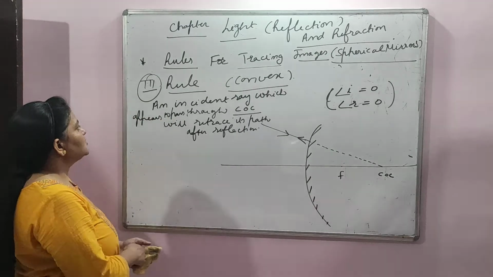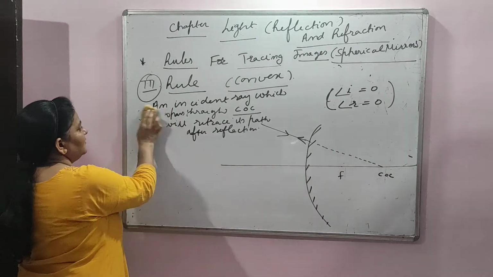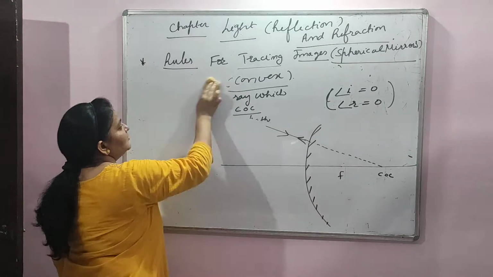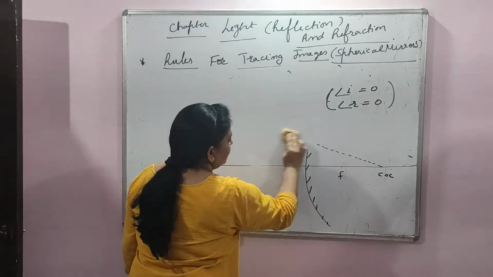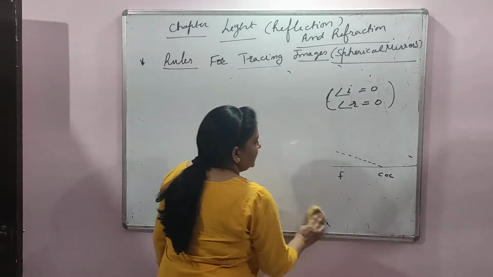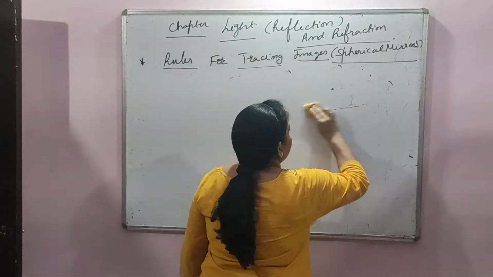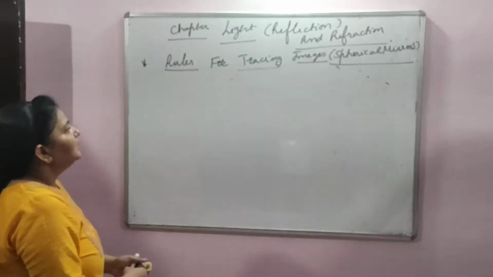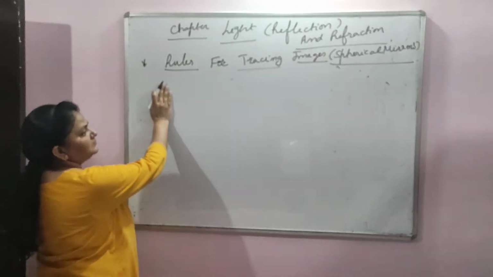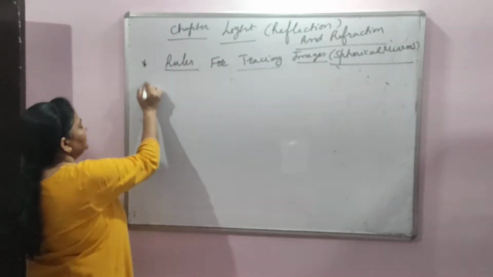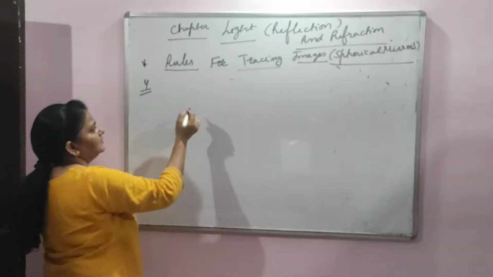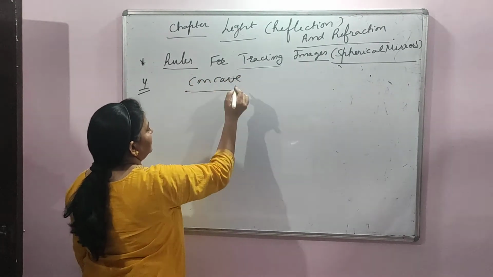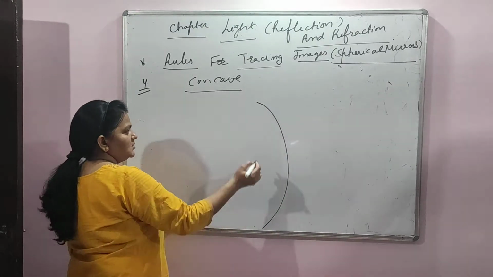Now there is a last rule. These all rules are well mentioned in your NCERT textbook chapter. So people are requested to go along with the textbook reading also. You can find out the same thing in your NCERT textbook. So the fourth rule is for concave. This is a very simple rule. It's a law of reflection only.